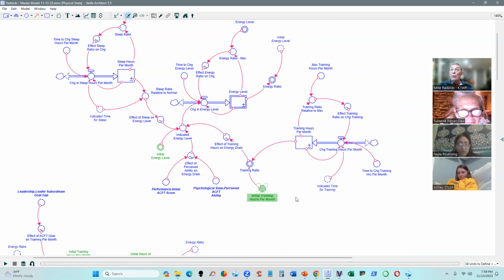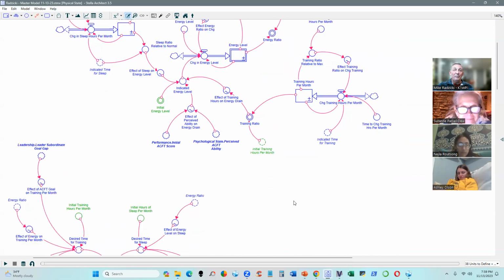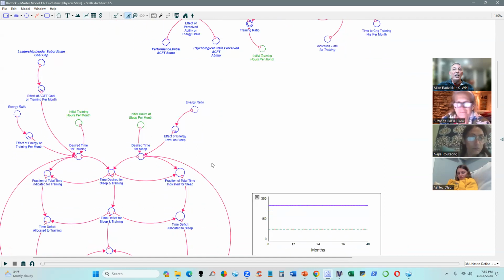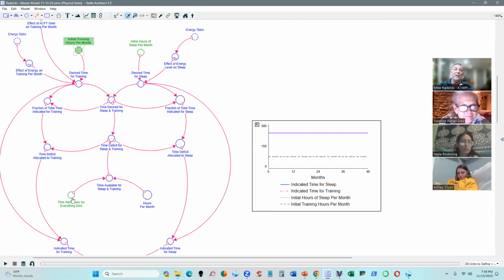You're a gym rat. You love going to the gym. You love running. You love working out, or not. So these are parameters for the person when they get off the bus on day one. So they initially sleep so much. Some people need more rest, some others less rest. They work out so much per month, and they have other stuff they got to do besides sleeping and working out. So it's like you do all your other stuff, and then what time remains, you divide between working out and sleeping.